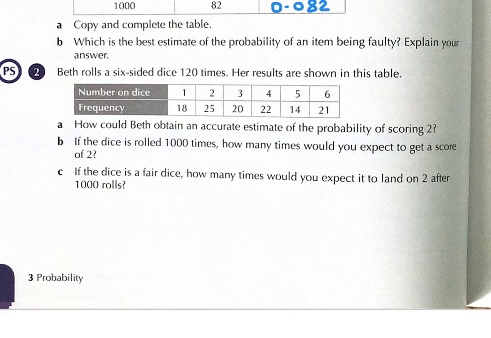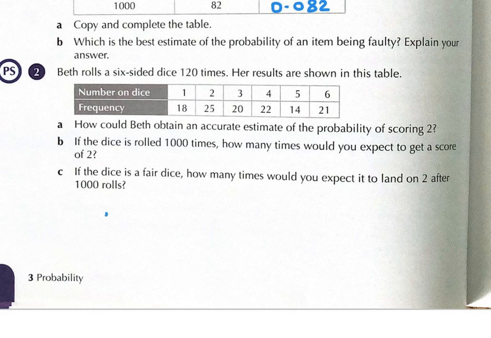Okay. Now number of dice, listen. We roll the dice 120 times. We get 1, 18 times. 2, 25 times. 3, 20 times. 4, 22 times. 5, 14 times. 6, 21 times. So to find the probability of getting 2, how many times did you get 2? 25. And the total number? 120. So to find the probability of getting 2, 25 over 120. Yes, you are right.